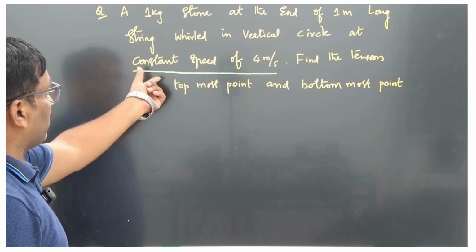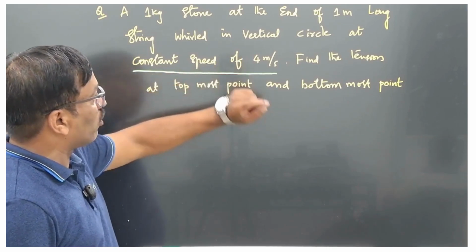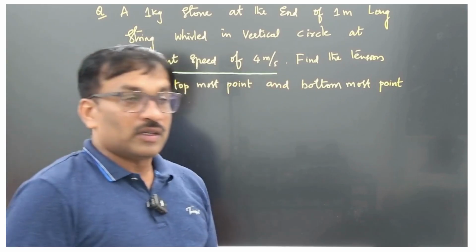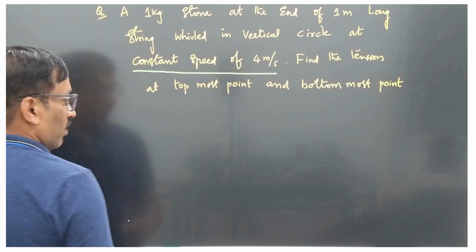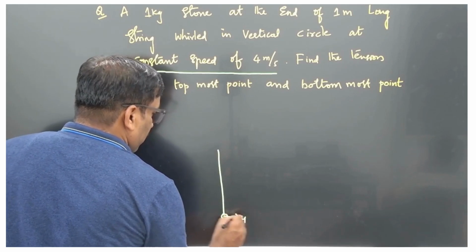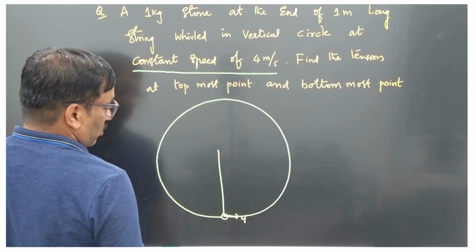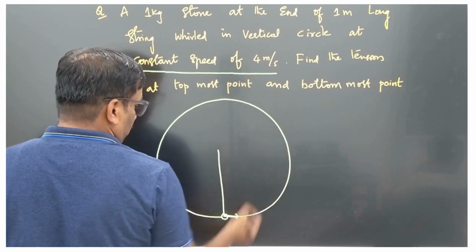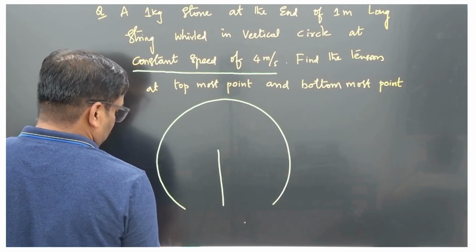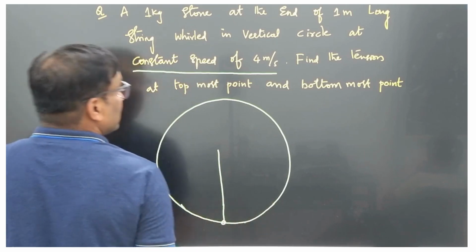So, at this point you will get a confusion. It is a constant speed of 4 meters per second. Find the tension at topmost point and bottommost point. So, here constant speed. Till now what we discussed in a vertical circular motion, we threw with one speed, and it will undergo a circular path, correct. So, that means the speed at the different points will be different. But here what it says is that the speed at every point is the same.